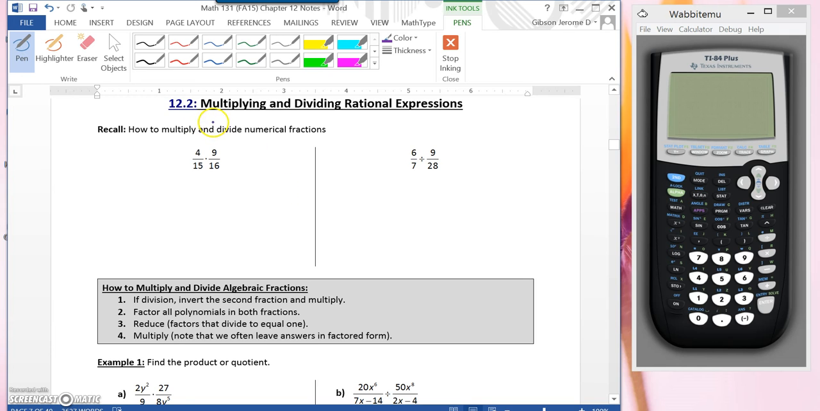Okay, class, we're about to start section 12.2, multiplying and dividing rational expressions. Recall how to multiply and divide numerical fractions. We have 4 times 9 over 15 times 16.